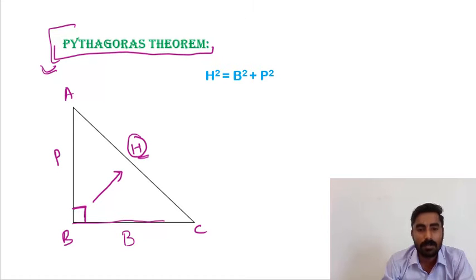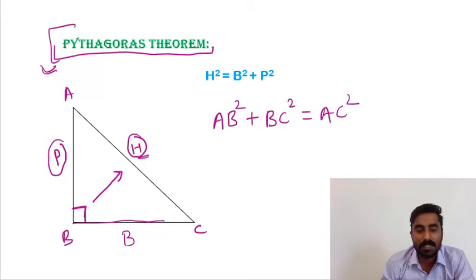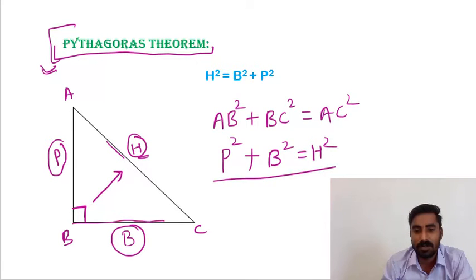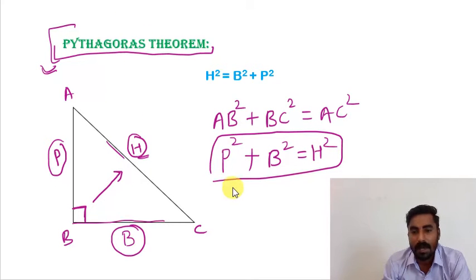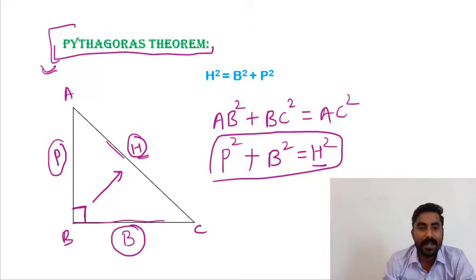According to the Pythagoras theorem, the square of AB plus the square of BC is always equal to the square of AC. That means the square of the length of the perpendicular plus the square of the length of the base is always equal to the square of the length of side AC, which is the hypotenuse. So the sum of the squares of the perpendicular and base is always equal to the square of the hypotenuse. We can take an example.